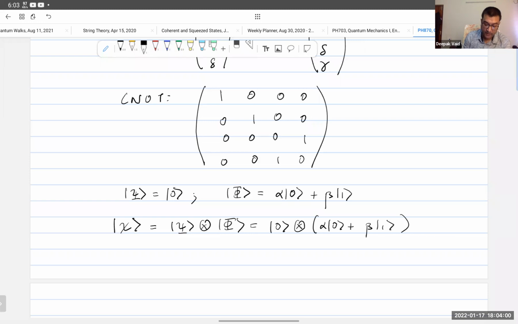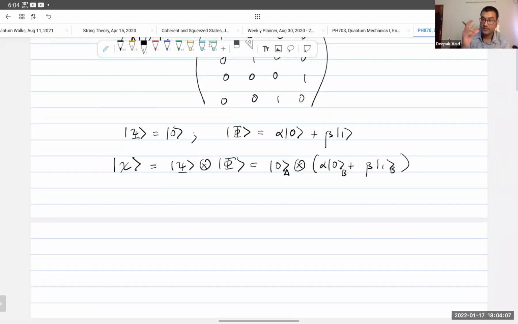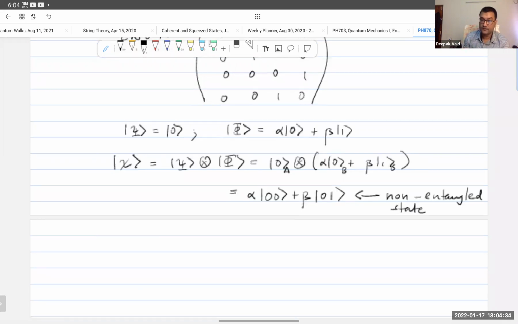Okay, and if you find it convenient to keep track of things, you can put a coefficient on the states to represent that you're talking about the first Hilbert space or the second Hilbert space, so the A or the B. Right? So if you take the tensor product of this, what does this become? This becomes |00⟩ alpha and beta |01⟩. Right? And this is not an entangled state. This is a non-entangled state because I can write it as a product of the two states.